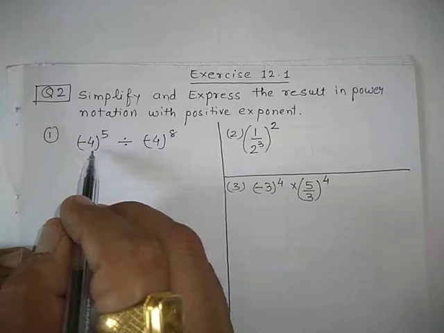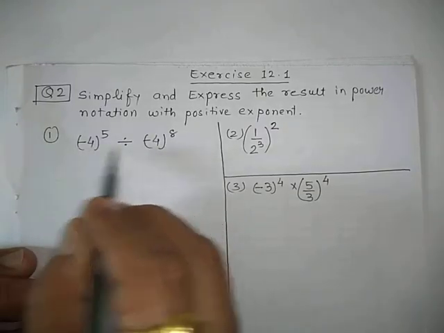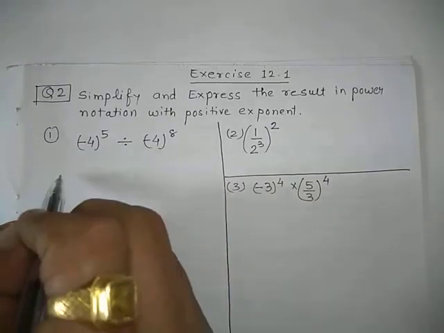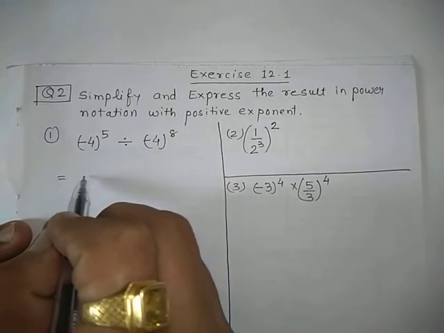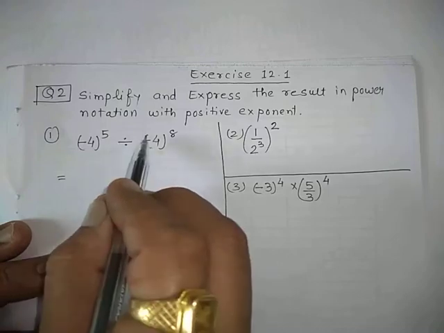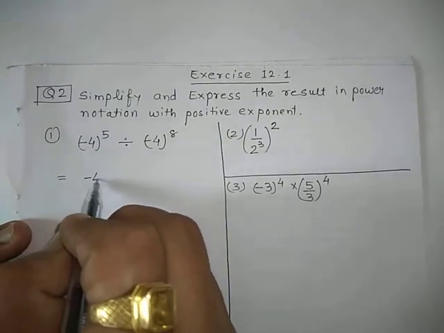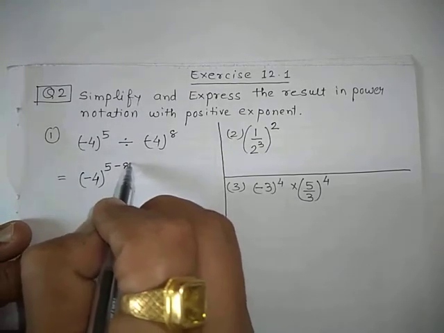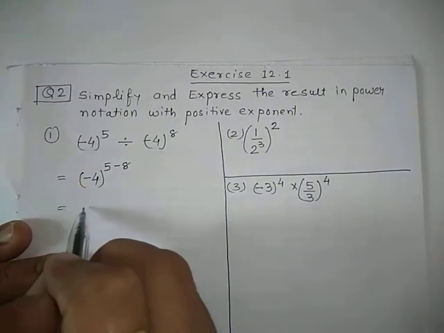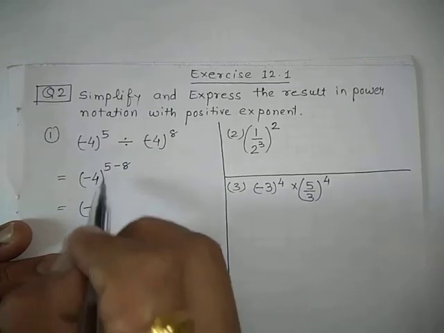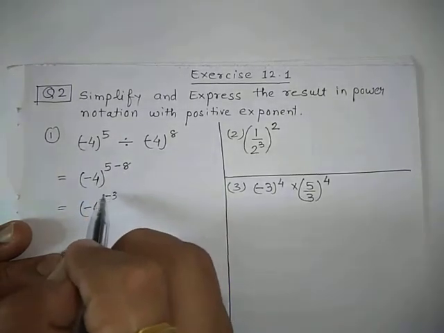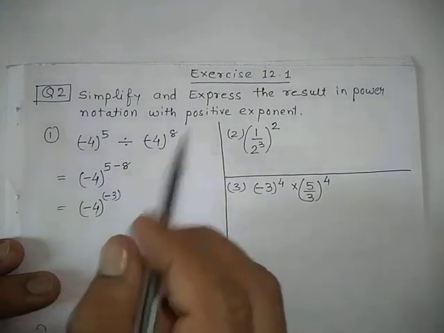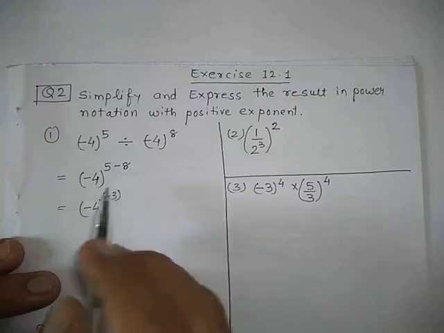So here we find that the base is the same, minus 4, and a division sign is between them. So as per the law, when the base is the same and there is a division sign, the power gets subtracted. So minus 4 is the common base and the power gets subtracted. So 5 minus 8, we will get a negative power, that is minus 3. Now here we want the answer in positive exponent.